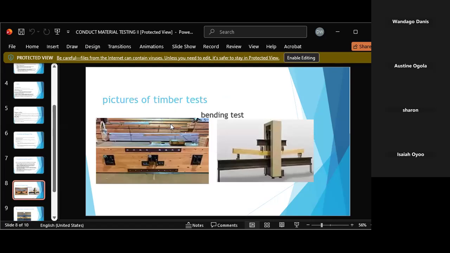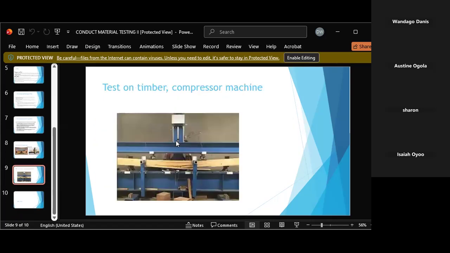Okay? Those are the pictures I was sending. That is the compressor machine that is used to test the timber ability.